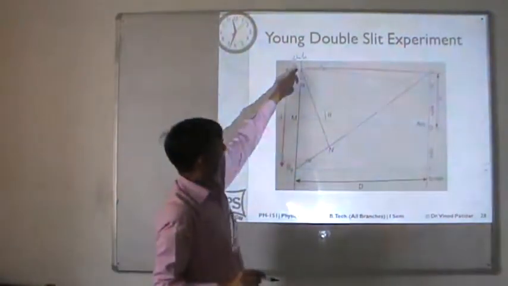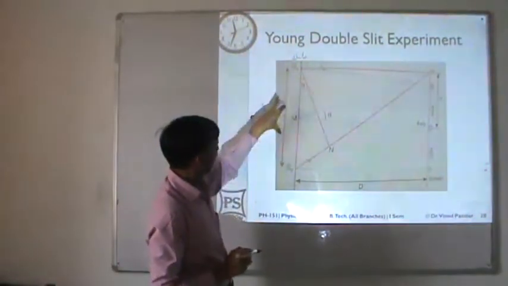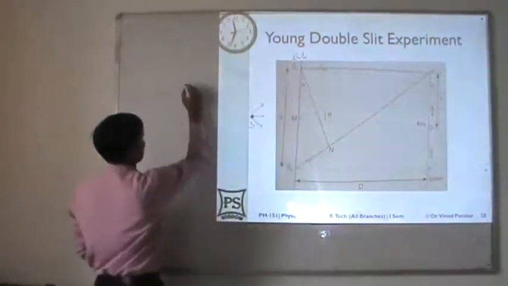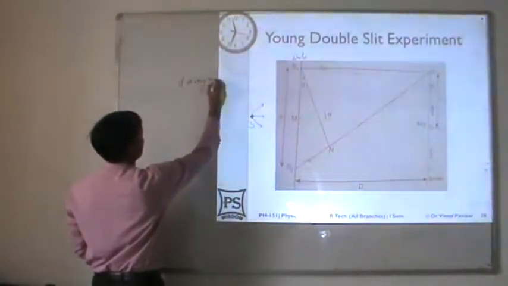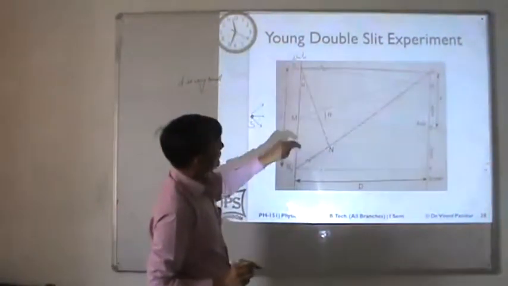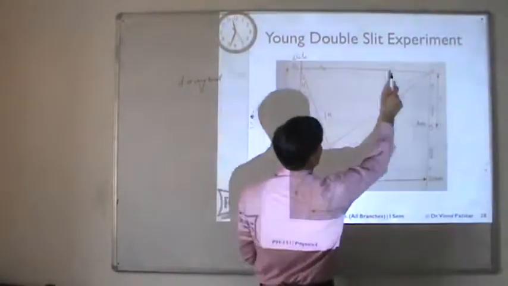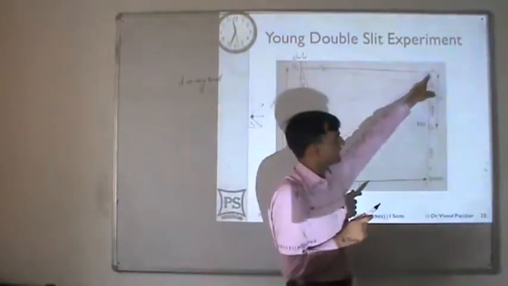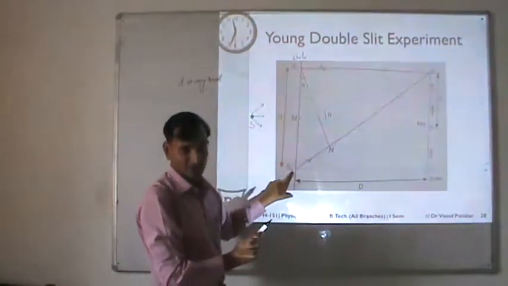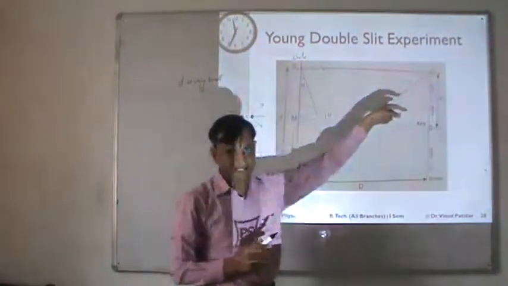Now these two points S1 and S2 are the double slits, and the distance between them is d. d is very small, remember. Now we want to calculate the path difference between one wave traveling from the point S1 to P, and another wave starting from point S2 and reaching the point P. P is any random point.